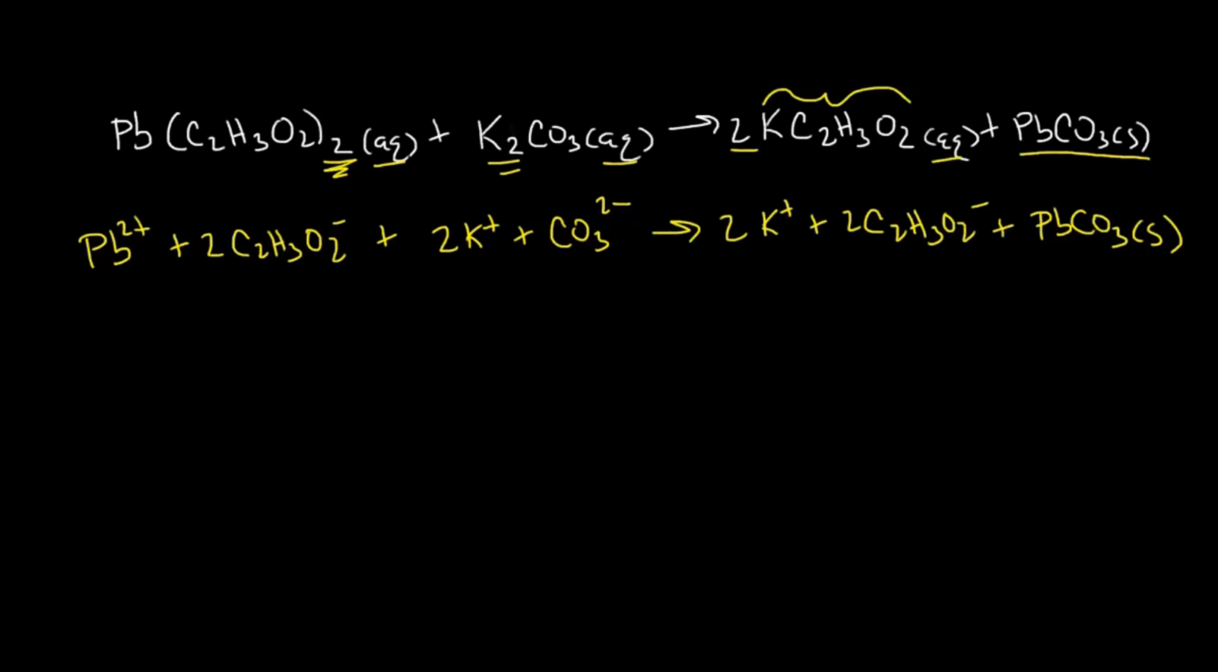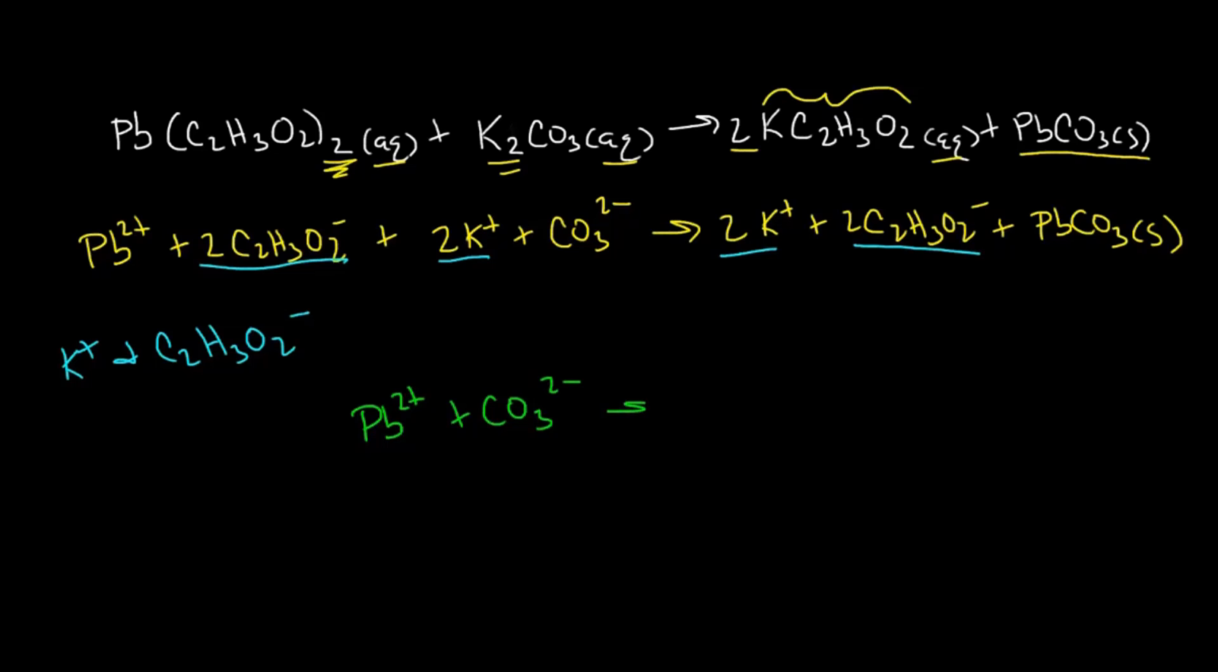So in this case, I can quickly pick out my spectators. I have two acetates present on both sides, and I have two potassium cations present on both sides. They look the same on both sides, so these are my spectators. So my spectator ions are potassium and acetate. So in this case, the net ionic equation, the net ionic reaction, occurs between the lead cation and the carbonate anion, and we form a solid lead carbonate.